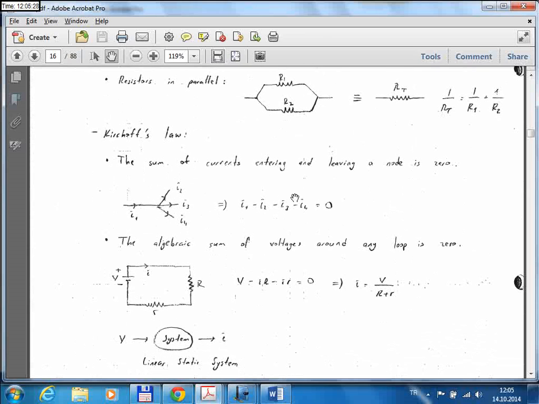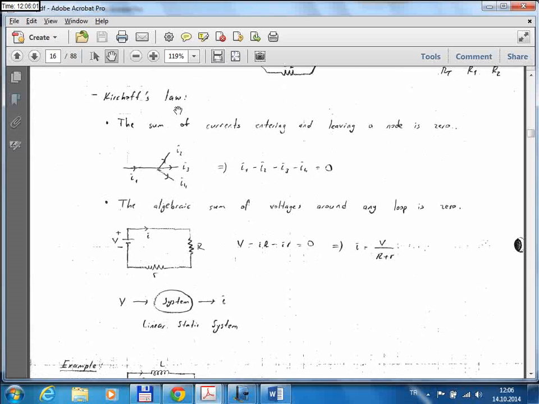Then there are two Kirchhoff laws, and those are the laws that allow you to write the overall equations. The first one says that the sum of currents entering and leaving a node is zero. Suppose that you have a connection point and several wires are connected into that connection point, and this law says that whatever current flows into the node should be equal to the current leaving the node. So you simply add the entering and leaving currents, and the sum should be 0.